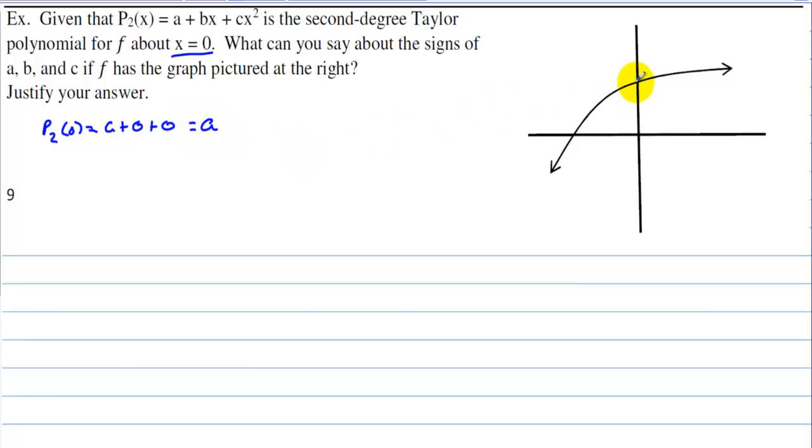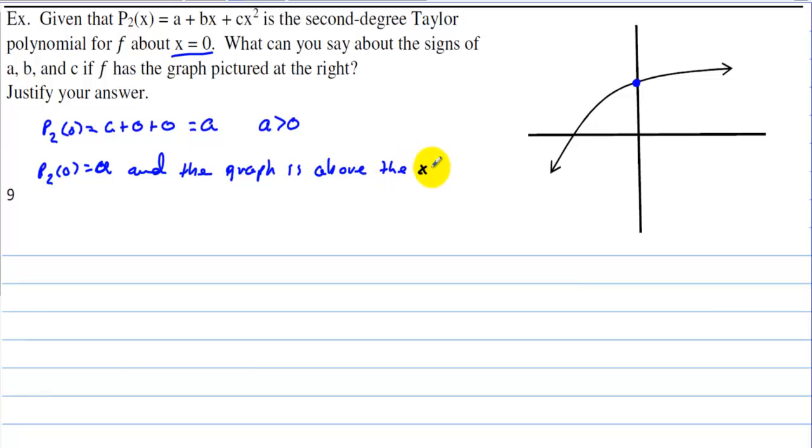Well, if we look at the graph, f of 0 is positive. We are above the x-axis. So a is going to be greater than 0. Now, if we're going to justify this, p of 0 is equal to a, and the graph is above the x-axis.